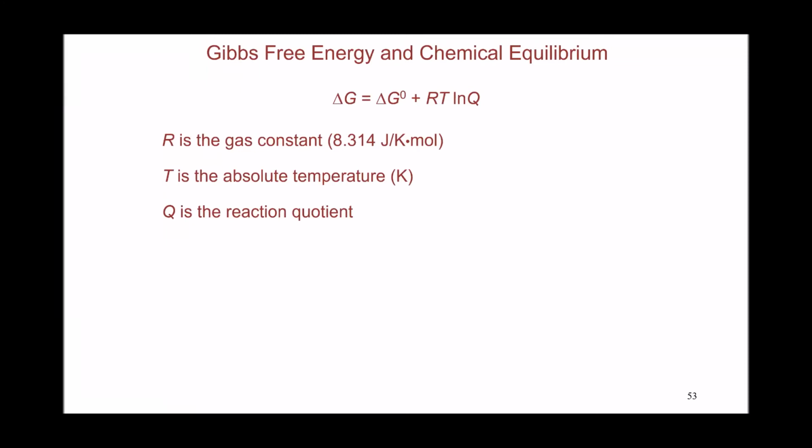Gibbs free energy for any equilibrium reaction is related to the reaction quotient by this formula right here, where delta G of the reaction will equal delta G naught plus RT times natural log of the reaction quotient. So at equilibrium, delta G equals 0, and the reaction quotient will equal the equilibrium constant. So if you substitute for these values in the expression up here, that is going to give you 0 equals delta G naught plus RT natural log of K, or delta G naught equals negative RT ln K.